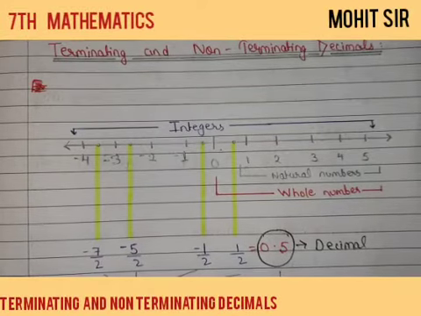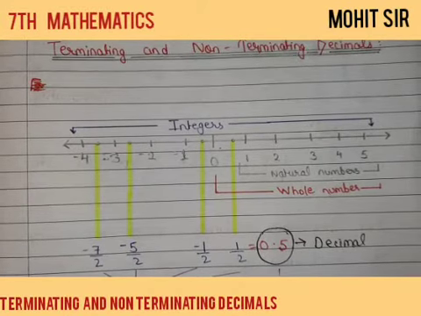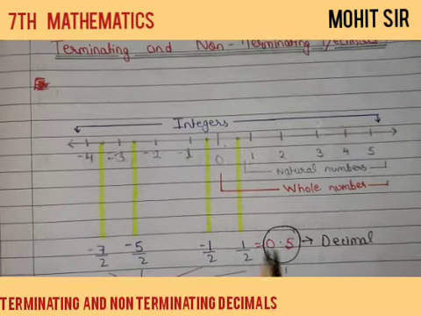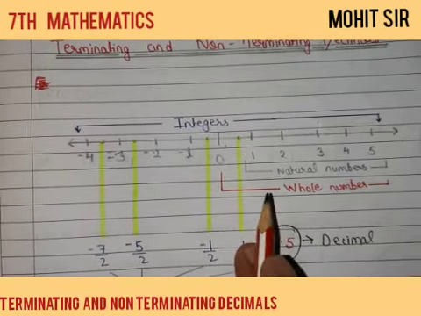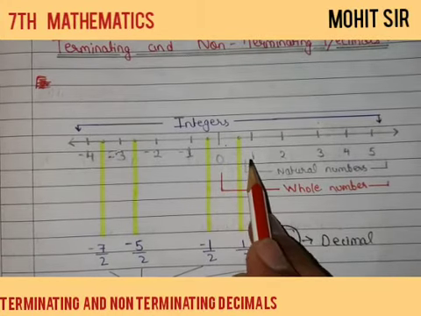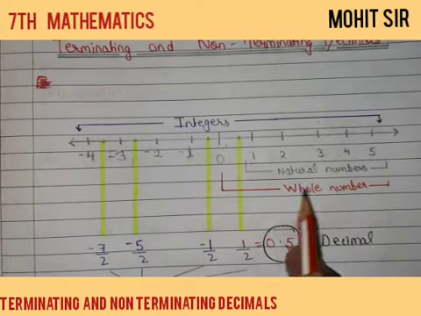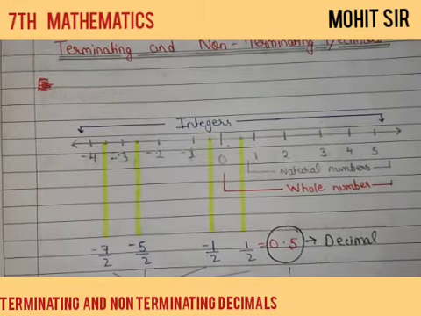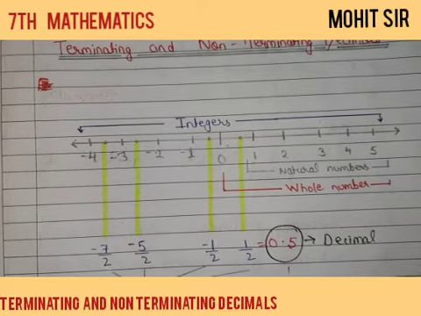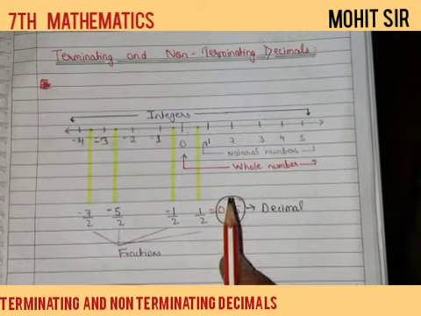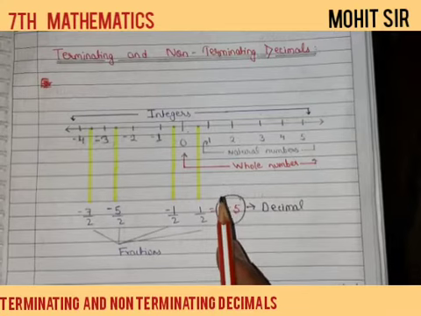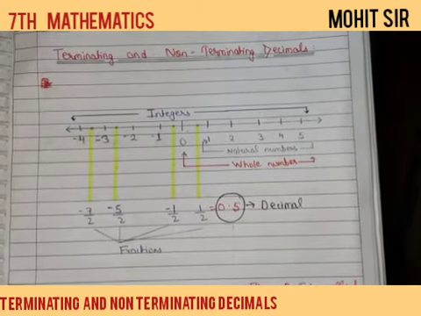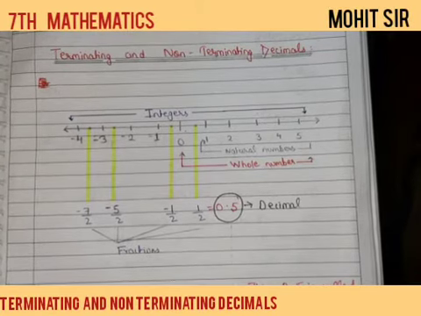Good morning, class. Now let's start our next topic, that is terminating and non-terminating decimal. So far, we discussed various types of numbers like your natural numbers, your whole numbers, your integers, and your fractions. Now, in this exercise, we will look towards the decimal expansion of these numbers. Before starting, first we should basically understand what is a decimal.